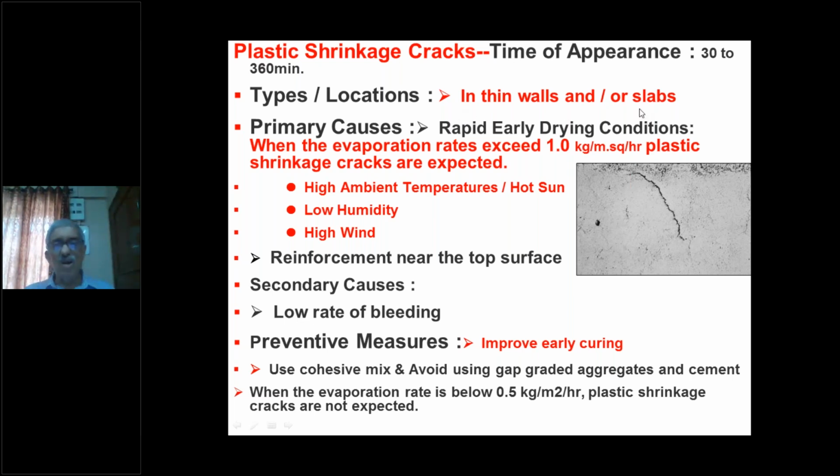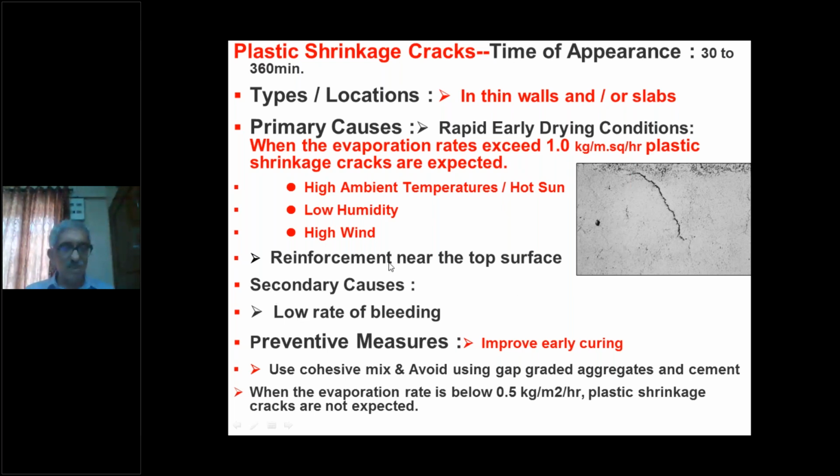It appears in thin walls and on slabs. In slabs, because the surface is fully exposed, it appears very fast. When the evaporation rate exceeds 1 kg per meter square per hour, plastic shrinkage cracks are expected to occur, and they do occur almost in all parts of our country, from Kanyakumari to Srinagar, because of hot ambient temperatures, low humidity, or high winds. These are the three enemies of concrete when it is born.